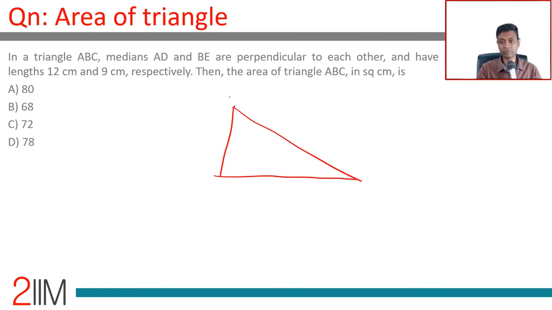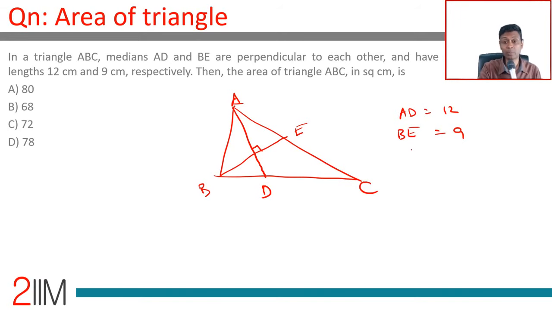In a triangle ABC, medians AD and BE are perpendicular to each other. So AD and BE, they're at 90 degrees, and have lengths 12 centimeters and 9 centimeters respectively. AD is 12, BE is 9. Again, a wonderful question, the question I properly struggled with. So how do we do this one? Area of triangle ABC we need to find.